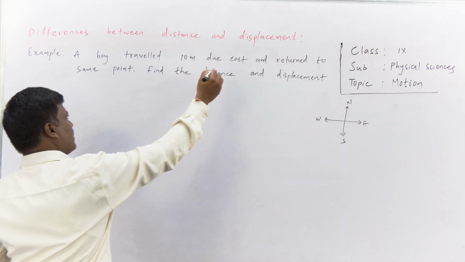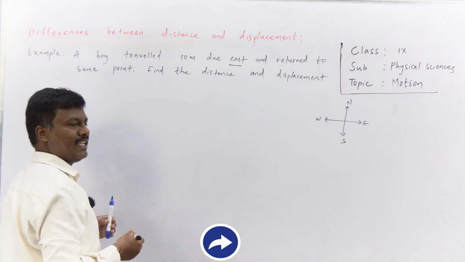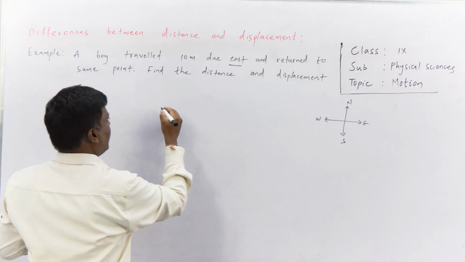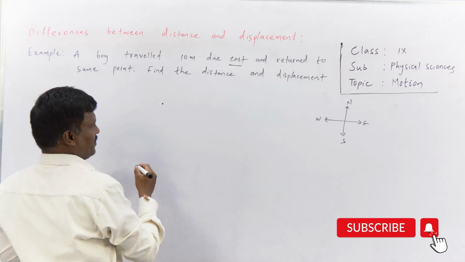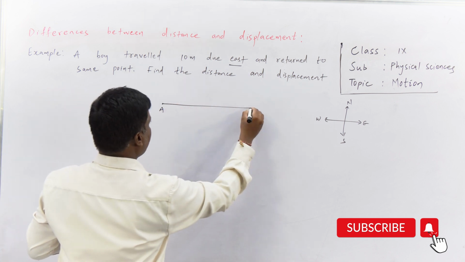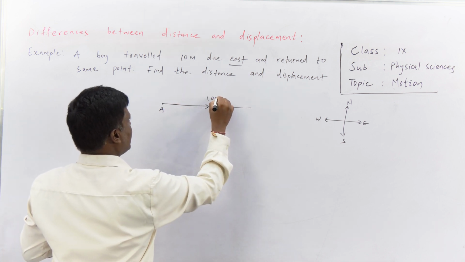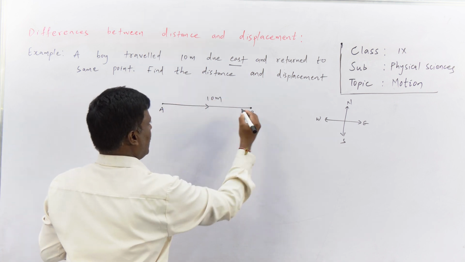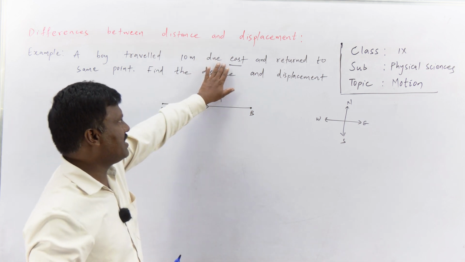Okay, in which direction he traveled? Towards east. So this way. Let's say this is the initial point. He traveled from here towards east 10 meters and reached another point B. Up to here it is clear.